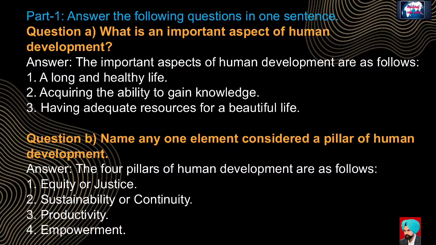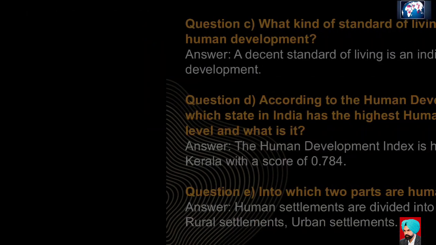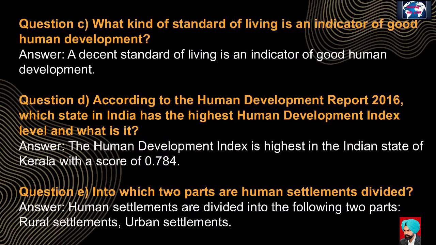Question B. Name any one element considered a pillar of human development. Answer: The 4 pillars of human development are as follows. 1. Equity or justice. 2. Sustainability or continuity. 3. Productivity. 4. Empowerment.